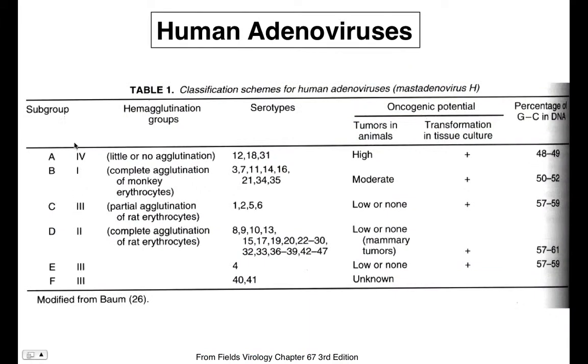There's a bunch of different subgroups of adenovirus. We're not going to focus on all of them. The most common serotypes are in subgroup 3 and 2 and 5. And I think this whole presentation will revolve mostly around those two.